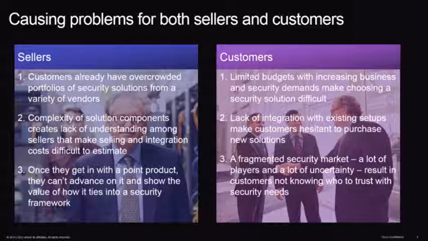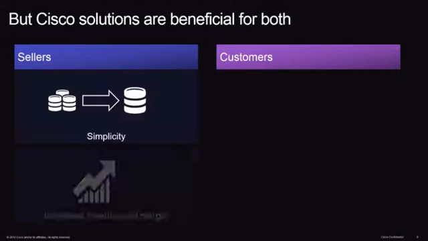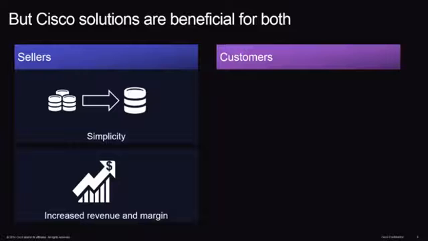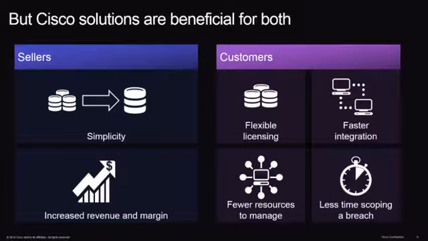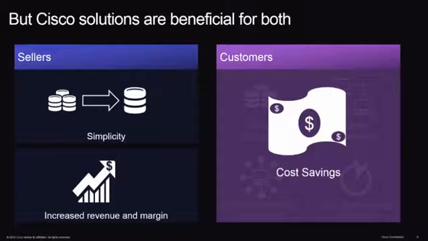However, in such a busy market with so much uncertainty, Cisco solves the problems of both sellers and customers. For sellers, Cisco provides simplicity in solutions for fast understanding and demonstration, along with increased revenue and margins. For customers, Cisco provides: 1. Flexible licensing options. 2. Faster solution integration. 3. A reduction in the number of resources needed to manage their security framework. And 4. Less time scoping after a breach. All of these benefits come together to ultimately deliver increased value per dollar.